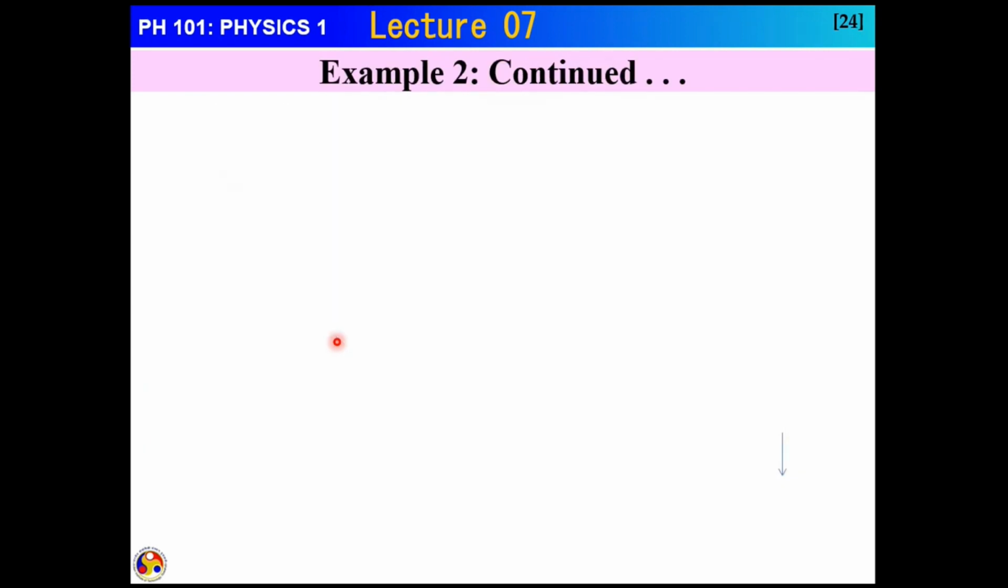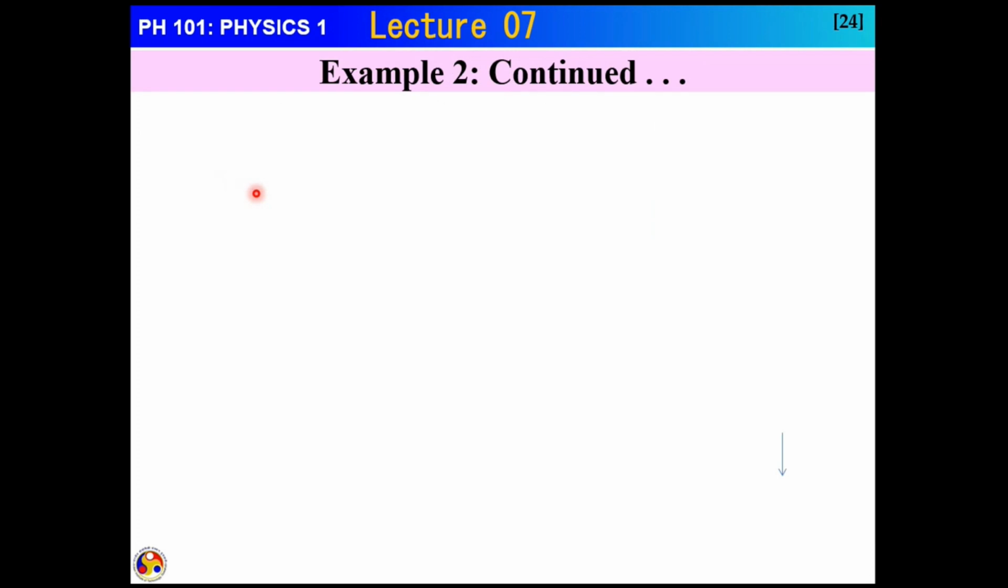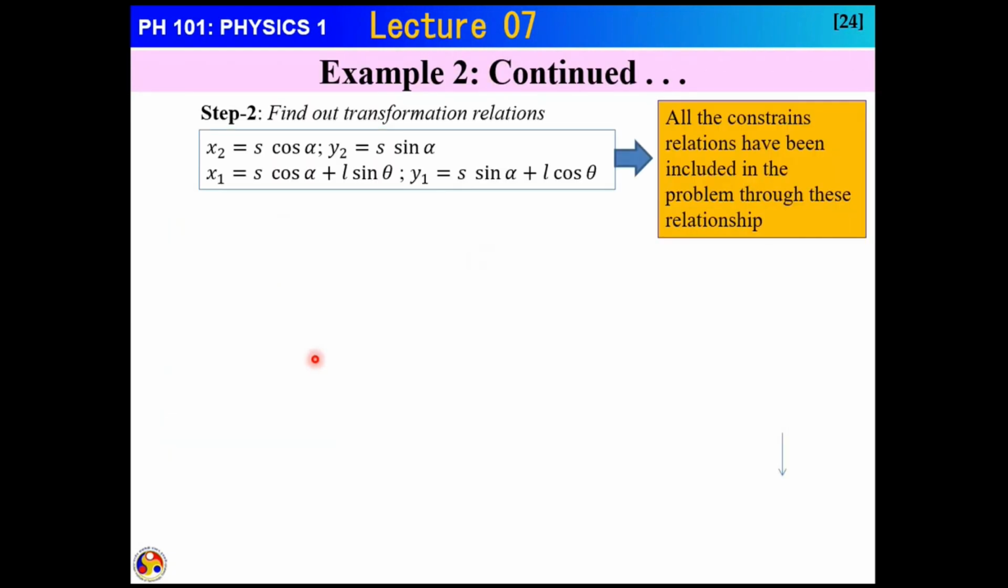What is x2? X2 is the x position of this particle. So this is alpha, this is alpha. So x2 is equal to s cos alpha. Y2 is s sin alpha. Don't think about the minus sign, because here y is in this direction. You are free to choose this axis upward, then you have to choose the minus sign there.